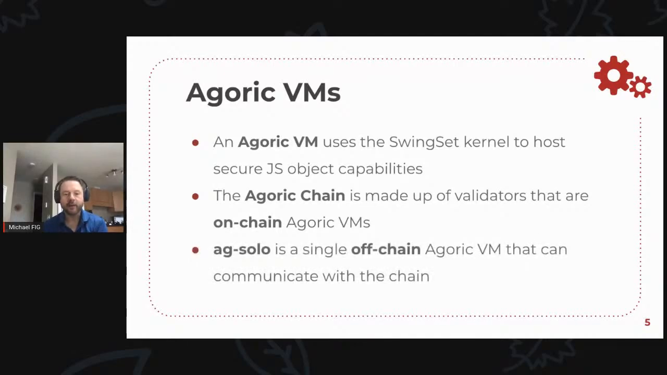But what we will be talking about mostly is the Ag Solo, which is an off-chain Agoric VM that can communicate with the chain. So Ag Solos are basically somebody's entry point into the Agoric system. They have their own user interface and they have their own way of speaking to chains, and not necessarily just one chain, but they can be multiple chains and multiple other network connections.